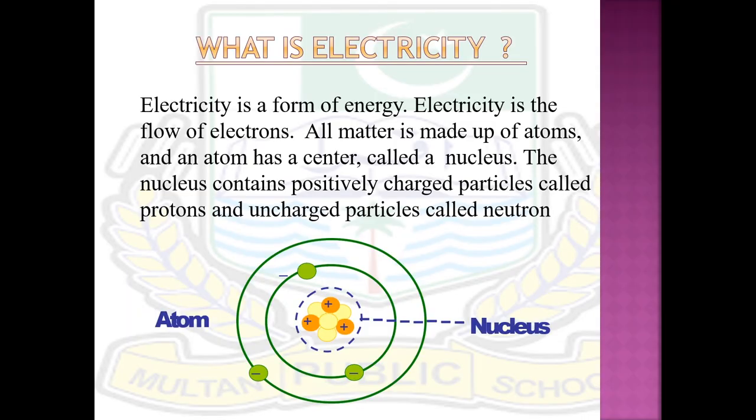Electricity is a form of energy, or you can say that electricity is the flow of electrons. We know that all matter is made up of atoms, and an atom has a center called a nucleus. The nucleus contains positively charged particles called protons and uncharged particles called neutrons.